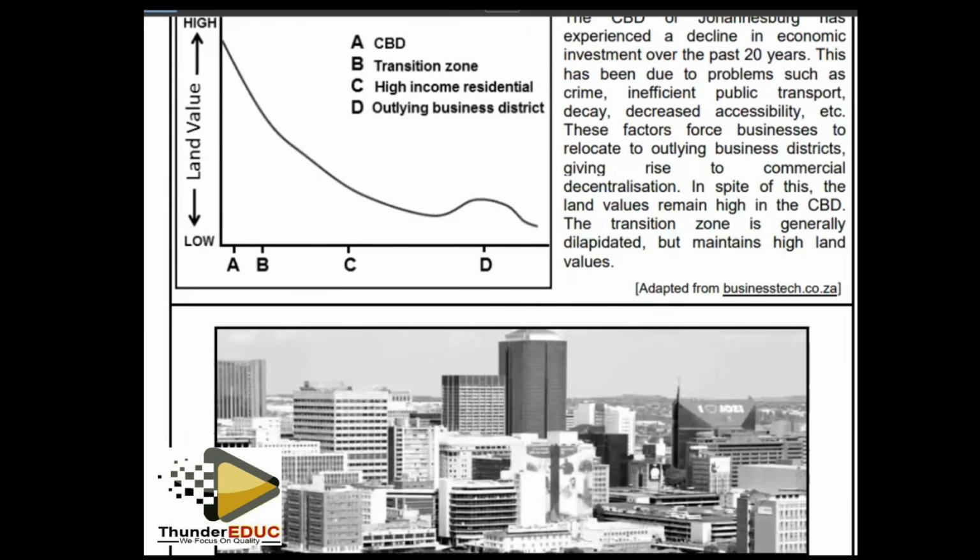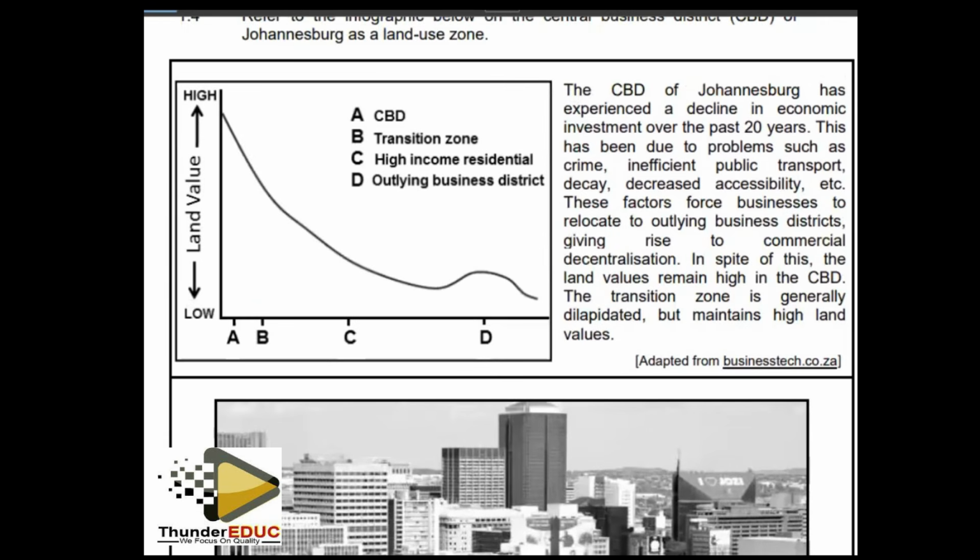Okay. It says, we have here high, we have low, that is in terms of the land value. Then we have different areas: CBD, transition zone, high income residential area, outlying business districts. So what do we understand here?